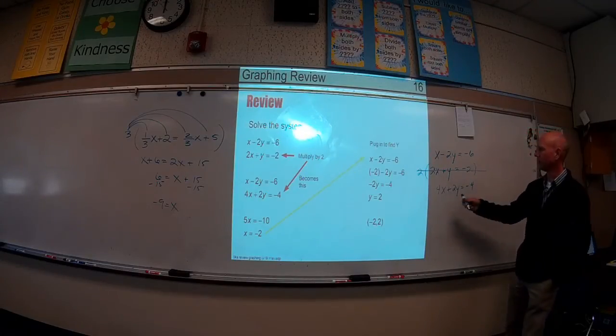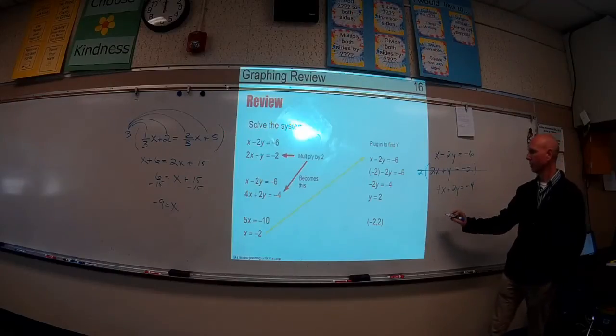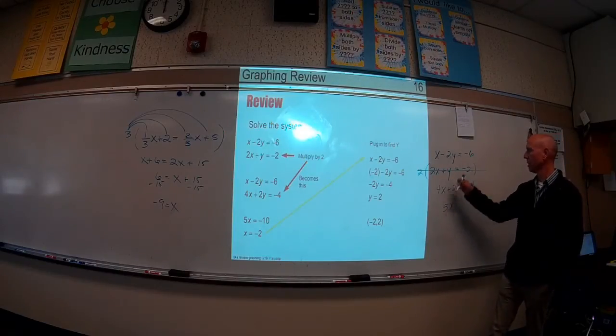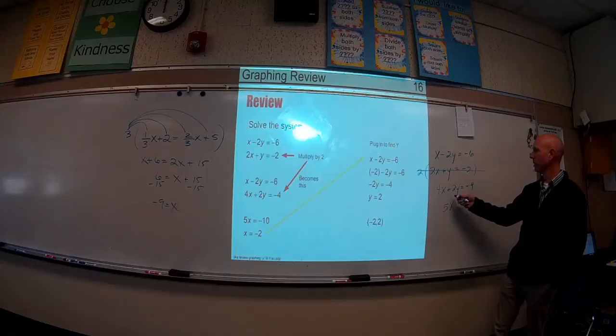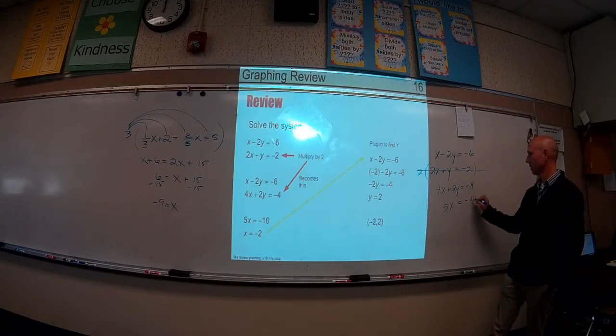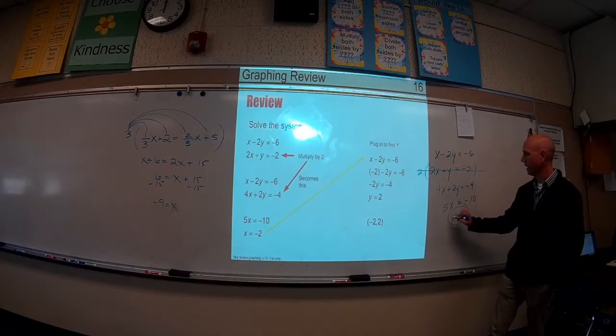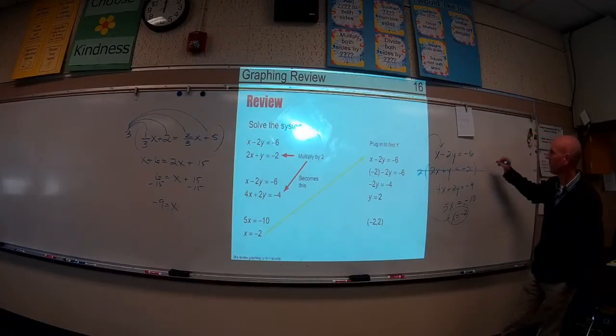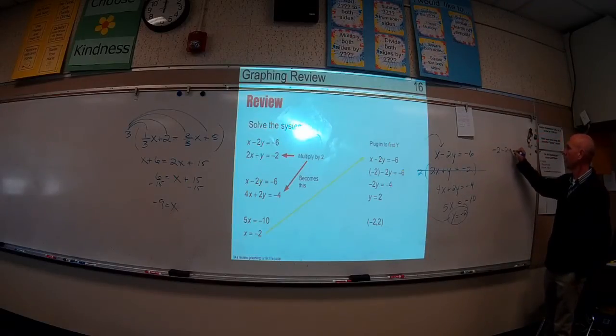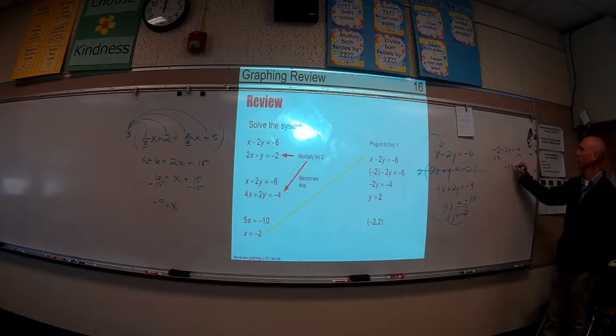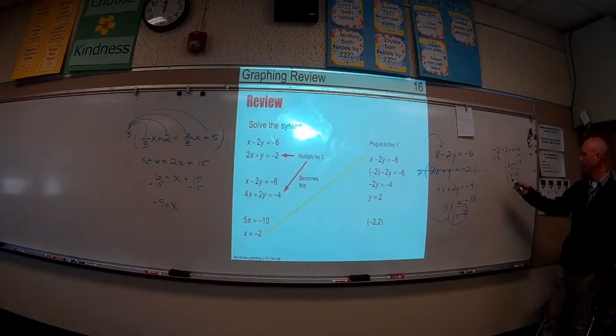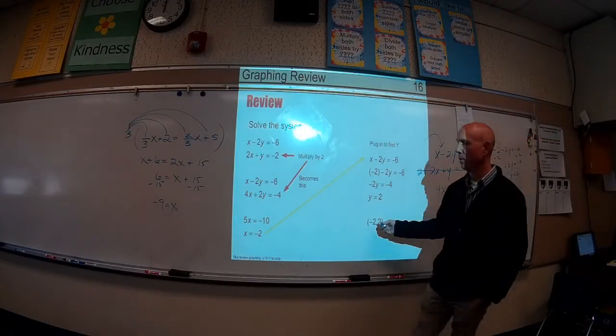This equation's gone. X plus 4x is 5x, -2 plus a +2 is 0, -6 and a -4 is -10. So what's x equal? -2. I take that x, I plug it in: -2 minus 2y equals -6, adding 2, -2y equals -4, y equals 2. -2 comma 2.